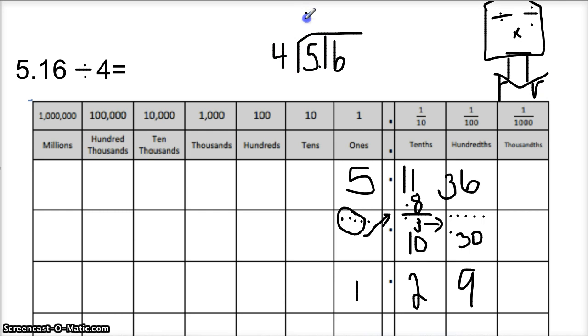So 4 goes into 5 one time. 1 times 4 is 4. Subtract that. 5 minus 4 is 1. Then I bring down. I'm at 11. You guys notice anything here?